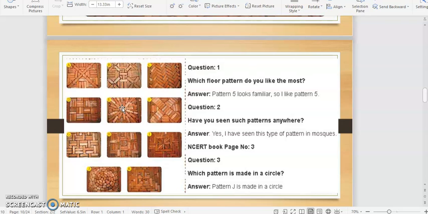Which pattern is made in a circle? Come on now, let us think. Which pattern is made in a circle? Can you find it? Yes, yes. This pattern J is made in a circle.